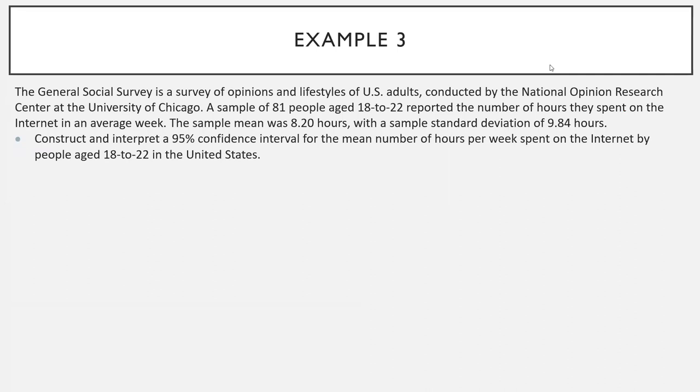So this is real data, and I was actually a little skeptical of this. The General Social Survey, which I've talked about in class, is a survey of opinions and lifestyles of US adults, conducted by the National Opinion Research Center, called NORC, at the University of Chicago, which is a real place and they do really good survey research. So a sample of 81 people, aged 18 to 22, reported the number of hours they spent on the internet in an average week.